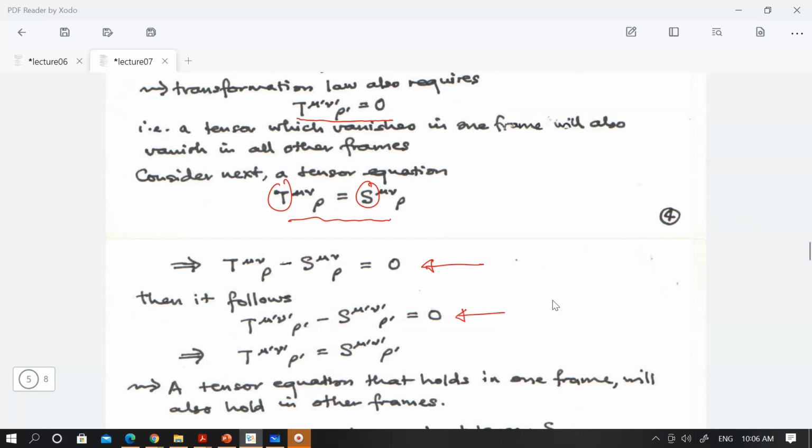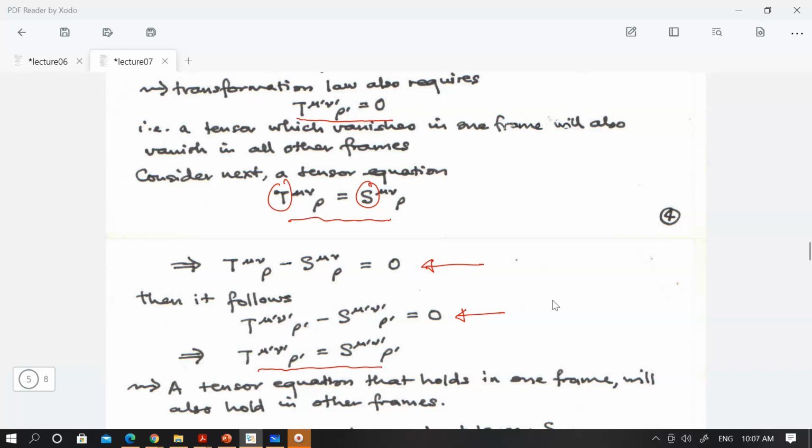So this will be in a different reference frame. If I can say this, then it will also say that, okay, in this reference frame, the components of T and components of S also coincide. So that's the important thing about tensors in general, because when you write down an equation involving tensors, if it works in one reference frame, then you know that it's going to work in all reference frames.